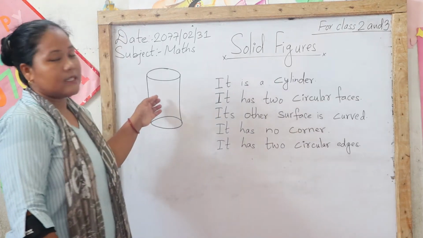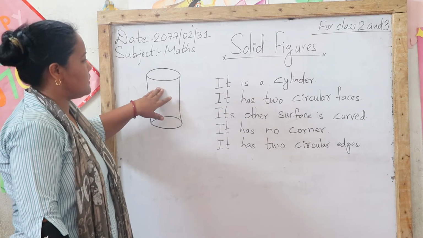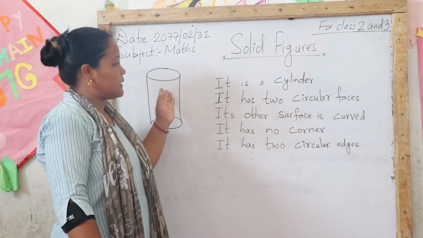Next solid figure is, what is this? Cylinder. This is a cylinder. Let's read the properties of cylinder.